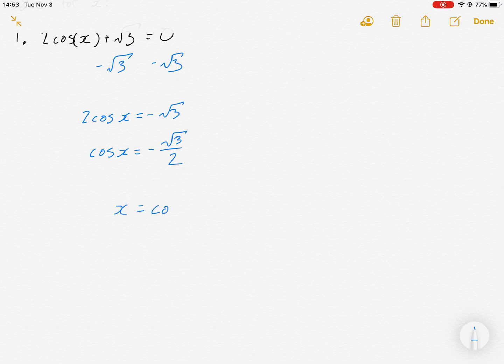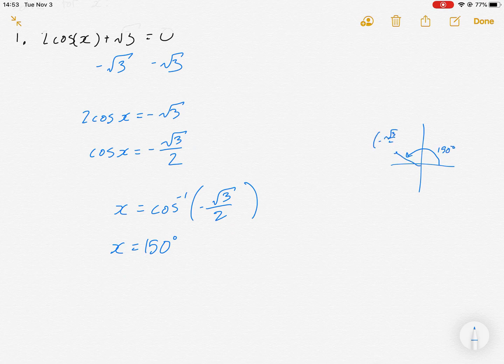So at this point, you'd say, well, it's cosine inverse of negative root 3 over 2. And you could plug that into a calculator. And we're going to stick with degrees in this case. So if I stick that into the calculator, I get 150 degrees. And so really that is the answer. X is 150 degrees. If you were to look on your unit circle, you'd see that there's a point over here and it's negative root 3 over 2 and 1/2.